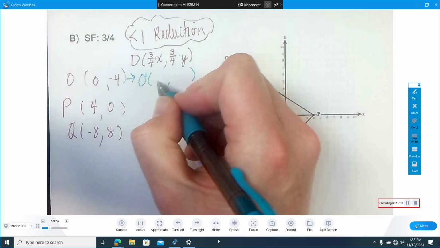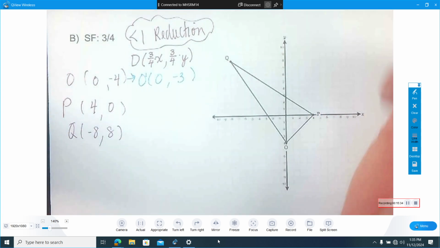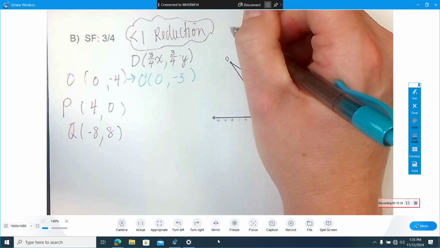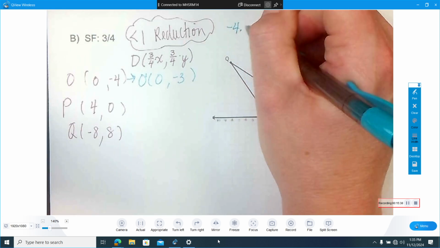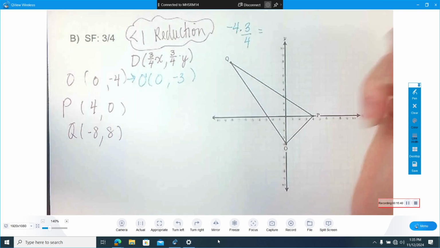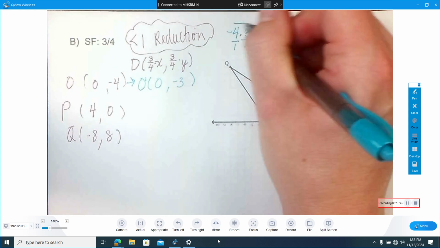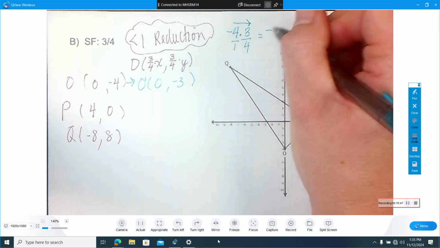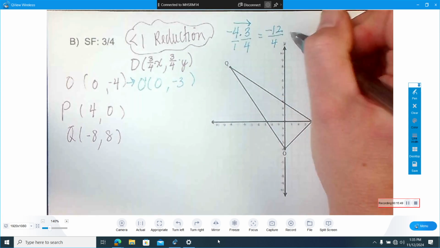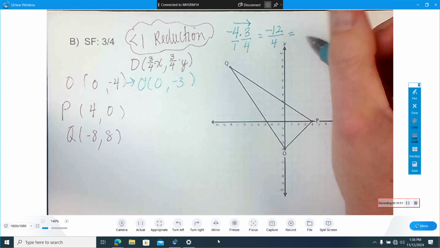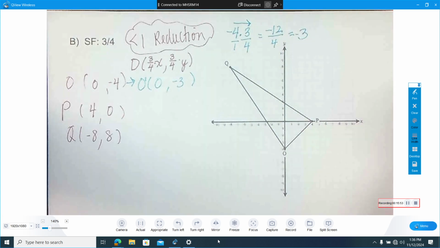0, negative 3. How do we get negative 3? Negative 4 times 3/4. This is negative 4 over 1. You multiply straight across. Negative 4 times 3 is negative 12. 4 times 1 is 4. And negative 12 over 4 is negative 3.